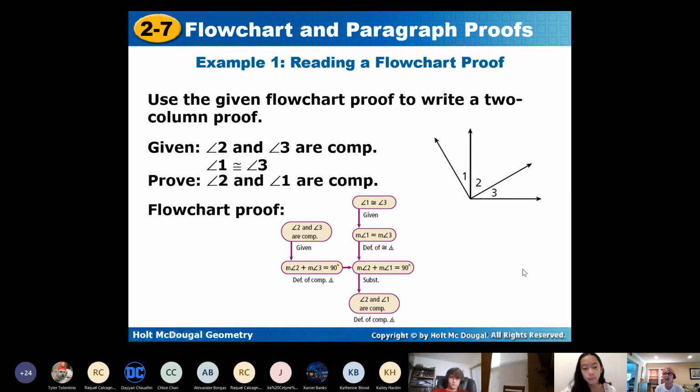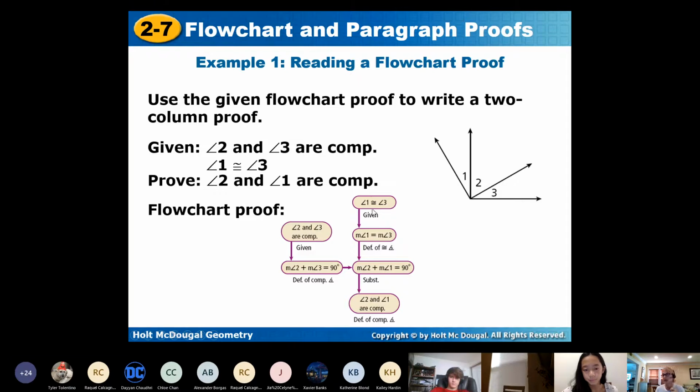And here's how you would read a flowchart proof. Say you have an angle like this. We did this proof the other day as a 2-column proof. Angles 2 and 3 are complementary. Angle 1 is congruent to angle 3. You want to show that angles 1 and 2 are complementary. We did it backwards.